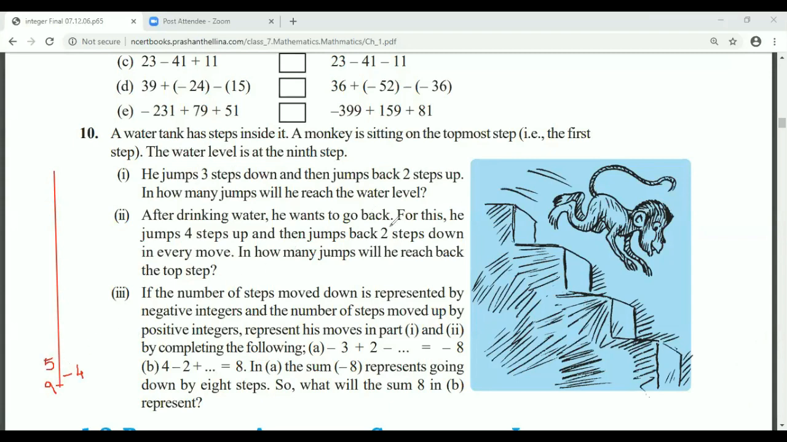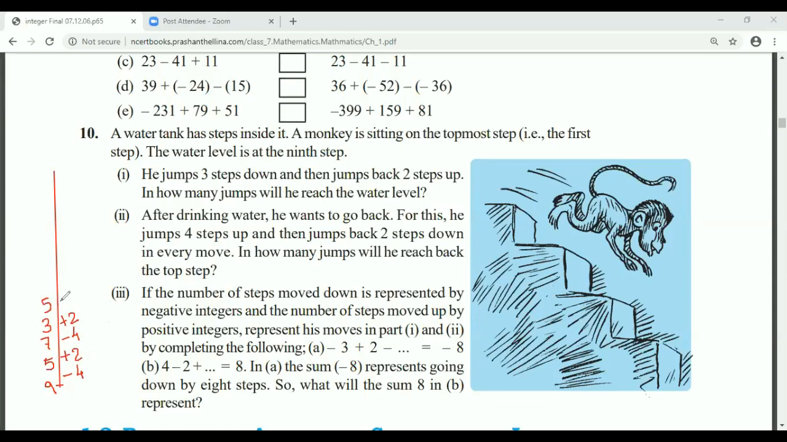Again, the next jump, he is going 2 steps down. That means +2. He is arriving at 7. Again, the third jump, he is going -4. He is arriving at the third step. Again, he is moving 2 steps forward. He is arriving at step number 5.